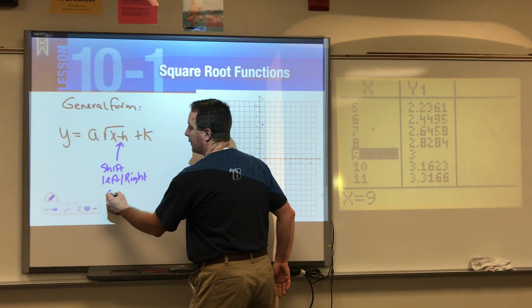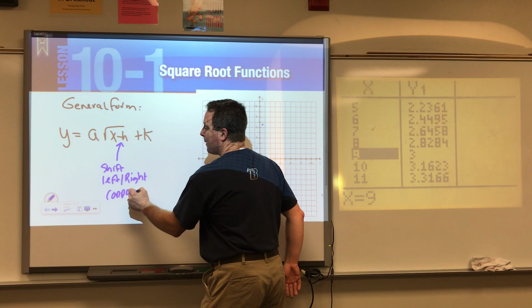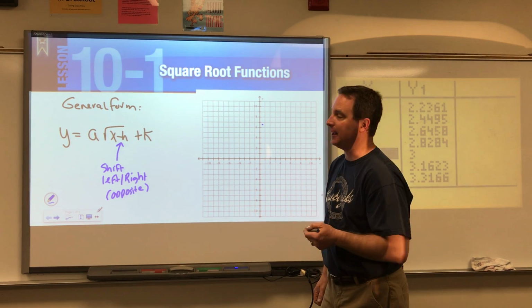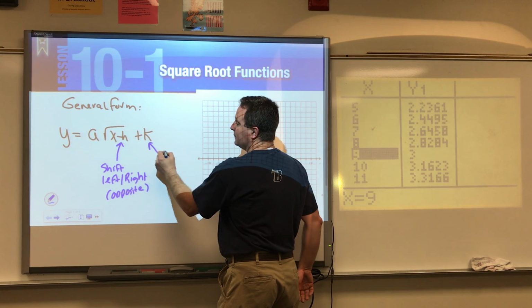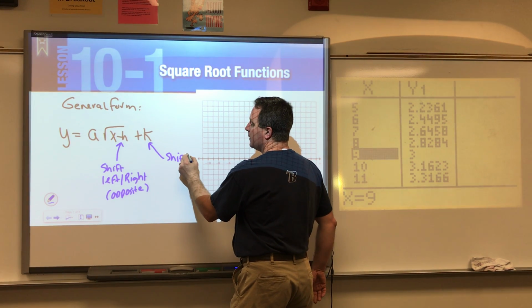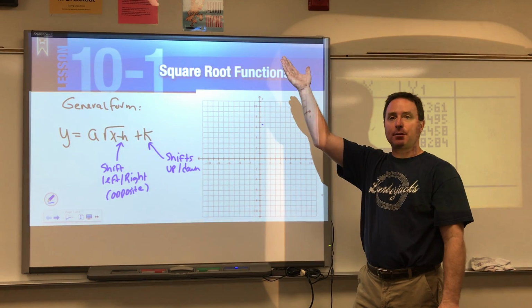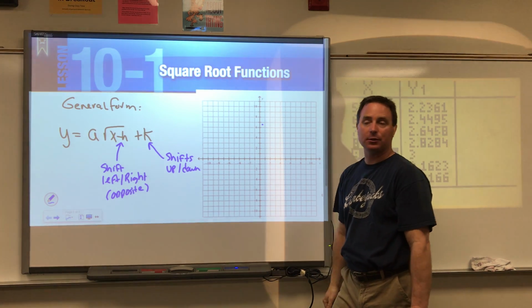And there was something special about the H. It was the opposite of what it looked like. And like I said, we'll experiment with some of these here in just a minute. K shifts the graph up or down. If it's a positive 3, it's going up 3. A negative 2, it's going down 2.